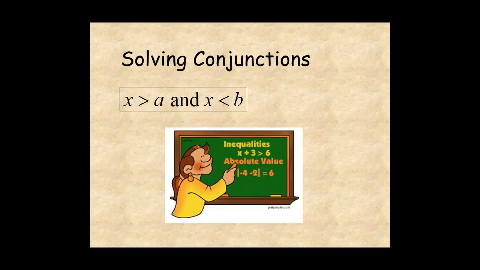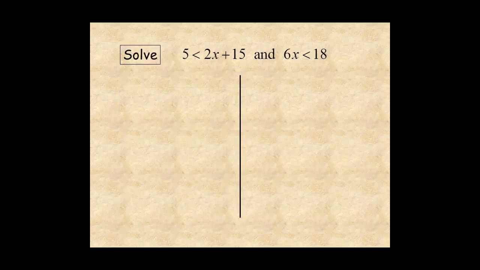This lesson shows how to solve conjunctions, compound inequalities joined by the word and. Solve conjunctions by solving each of the two parts. For this example, on the left, you have 5 is less than 2x plus 15.